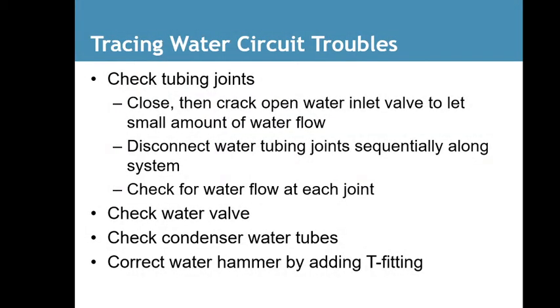Tracing water circuit troubles. Check tubing joints: close, then crack open the water inlet valve to let a small amount of water flow. Disconnect water tubing joints sequentially along the system. Check for water flow at each joint. Check the water valve. Check condensing water tubes. Correct water hammer by adding a T-fitting.